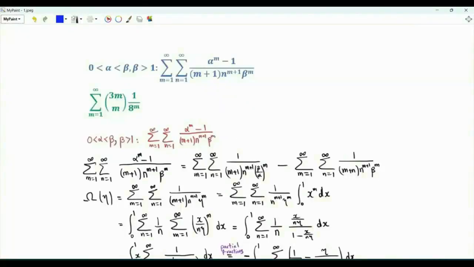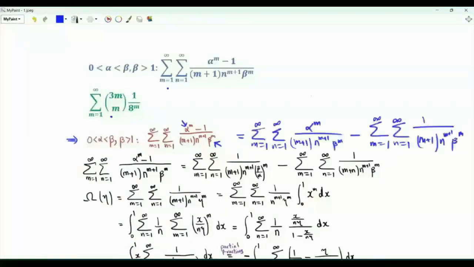Bismillah ar-Rahman ar-Rahim. There are two sums in this video, a double sum and a single sum. Let's start with the double sum, which has these two parameters, alpha and beta. Beta is greater than 1 and alpha is less than beta. Let's split the sum into two sums.